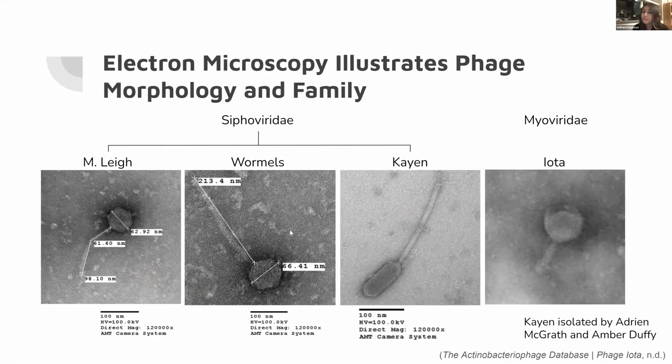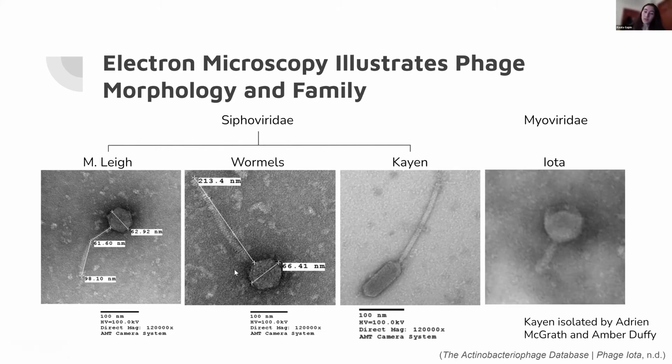Next, we would do an electron microscopy to figure out the morphotype of the phage that we were able to isolate. My phage was called M. Lee, and through electron microscopy, we were able to see that my phage had an icosahedral head and a long non-contractile tail. This is very consistent with the Siphoviridae category of phages.